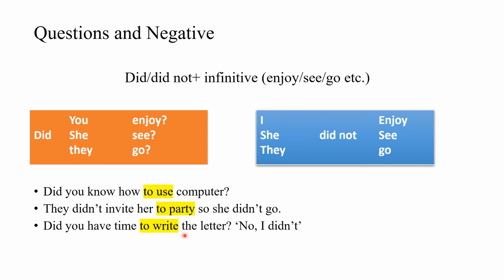Other examples may be: Did you know how to use a computer? They didn't invite her to the party, so she didn't go. Or, did you have time to write the letter? No, I didn't. In all these examples, we have used did plus an infinitive like to use, to party, and to write.